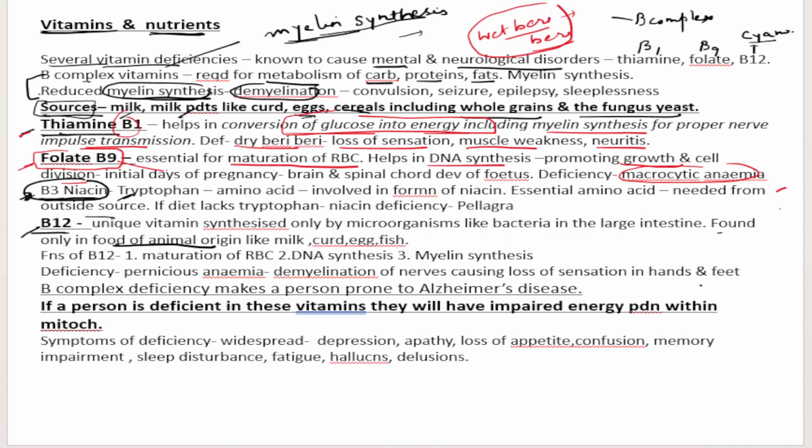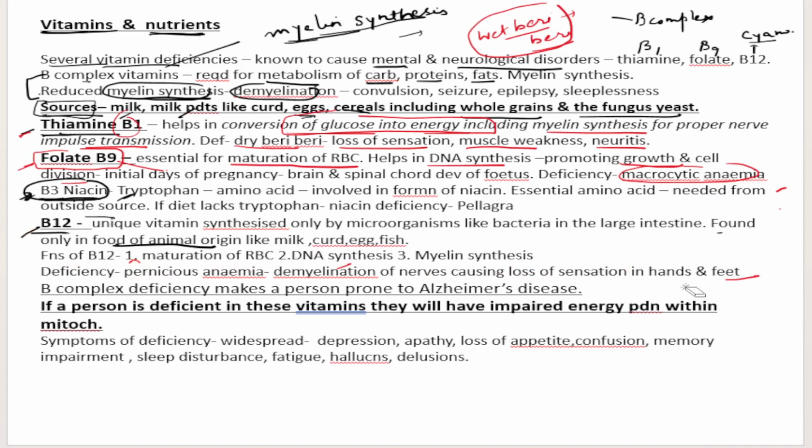And what are the functions of vitamin B12? It is involved in the maturation of RBC, changing of macrocytes into mature non-nucleated biconcave RBCs. B12 is involved in DNA synthesis and myelin synthesis. Deficiency of vitamin B12 can result in pernicious anemia and demyelination of nerves, which is damage to the myelin coating in nerves, causing loss of sensation in the hands and feet.